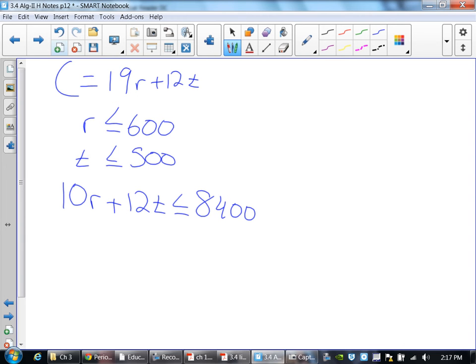I had $8,400 to spend. Once again, is this a first quadrant problem? Yes. These are nice when they're first quadrant.